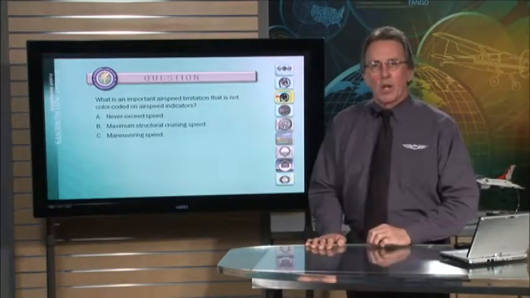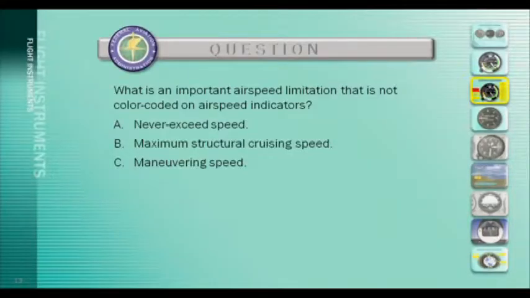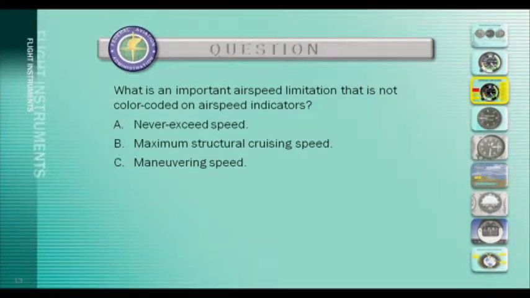Okay, let's take a question on the airspeed indicator and its limitations. What is an important airspeed limitation that is not color-coded on airspeed indicators? Please take a look at the three potential answers. Only one is correct. All right. Once again, what is an important airspeed limitation that is not color-coded on airspeed indicators?